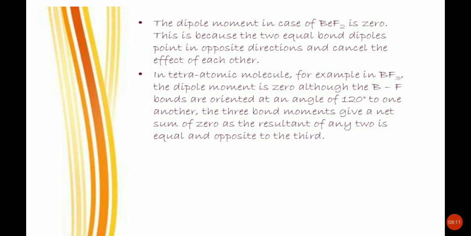So they cancel out the effect of each other, so they cancel out the dipole moment. In a tetraatomic molecule, for example BF3, the dipole moment is 0, although the BF bonds are oriented at an angle of 120 degrees to one another. The three bond moments give a net sum of 0, as the resultant of any two is equal and opposite to the third. So BF3 also has 0 dipole moment because of the spatial arrangement of atoms in the molecule.